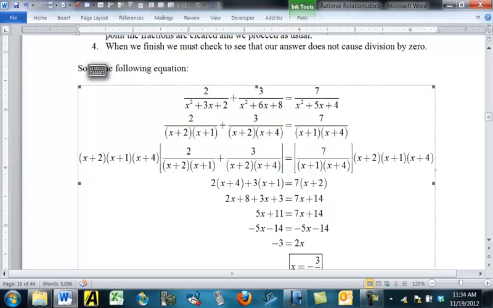Now, you have to make sure that that doesn't make the denominator 0. The things that make the denominator 0 are negative 2, negative 1, and negative 4. It's not one of those. So if we didn't make any mistakes, it should check. But of course, it's always a good idea to check it.